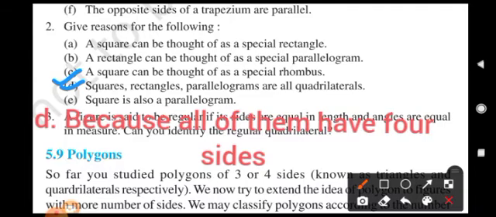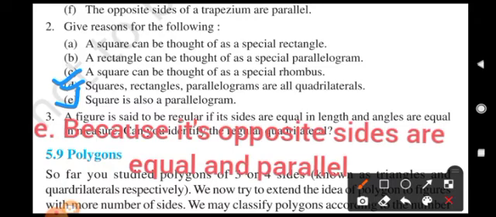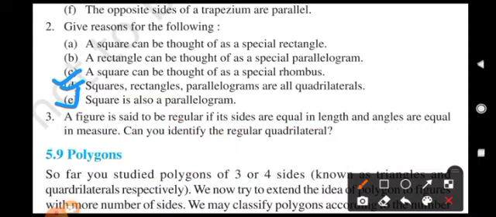Now come to E: a square is also a parallelogram. Yes, a square is also a parallelogram. Why? Because its opposite sides are parallel and equal, isn't it? For a square also the opposite sides are parallel and equal, which satisfies the property of a parallelogram. So yes.